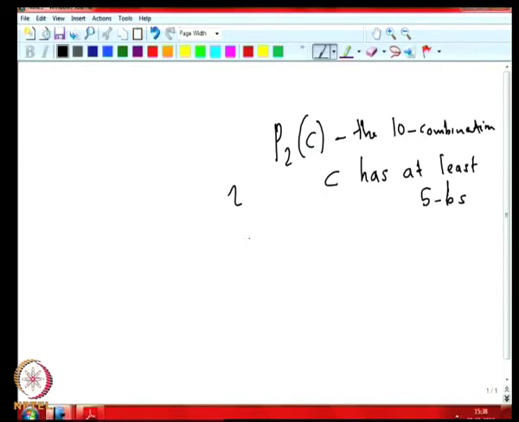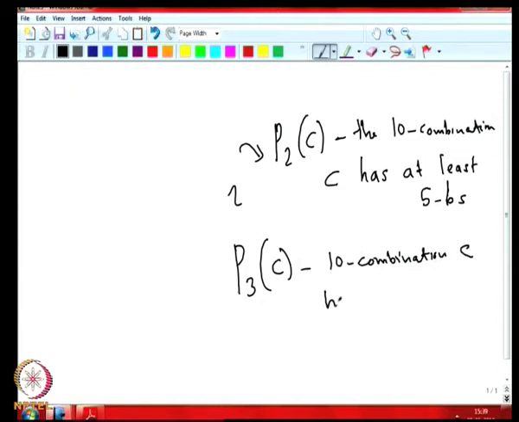So, this is a second undesirable property, and the third and last undesirable property is that the 10 combination C has at least 5 C's, right. This C and C, okay friend, should not be confused. This is a capital C here just to denote the 10 combination, and this is just the letter C, right.